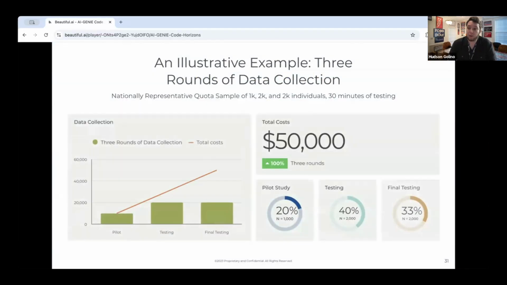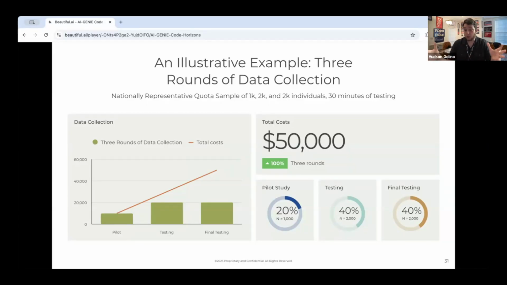So now imagine that we're developing a new scale and we are following a very, very rigorous item development, scale development process with several rounds of testing. So we start with a pilot testing with only 1,000 people in a nationally representative quota sample. And then we refine the items, we revise the items, we find the initial evidence for validity, dimensionality, etc. We change things, and then we do a second round of testing, but this time with revised items. We are collecting data in 2,000 individuals.